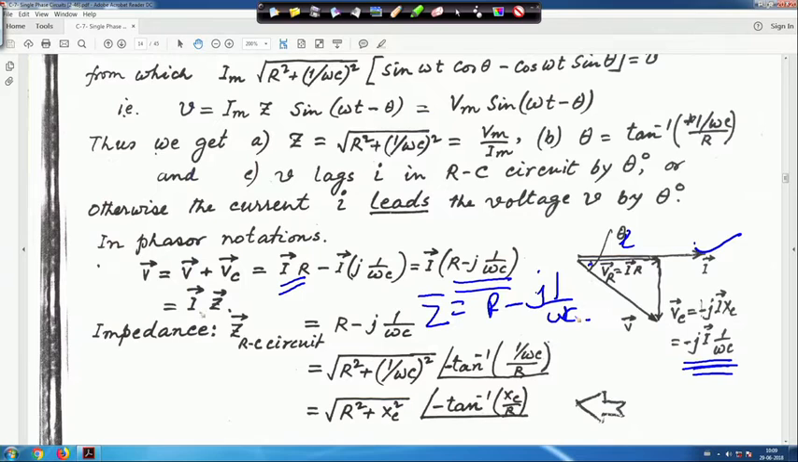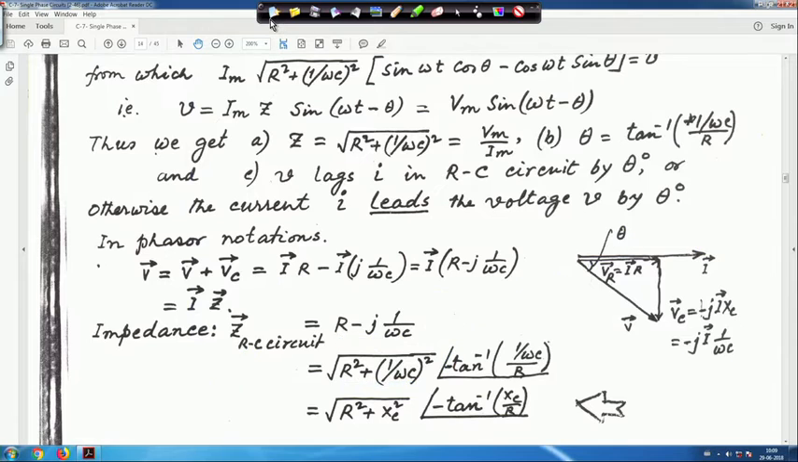So this is equal to I into Z. Therefore, the impedance of the circuit is this one, with this magnitude and this angle, tan inverse of minus 1 upon omega C by R. The minus sign is taken out, so we write minus theta, or root over R square plus Xc square, angle minus tan inverse Xc by R, where Xc is equal to 1 upon omega C. For the series RC circuit, Z is equal to R minus j 1 upon omega C.